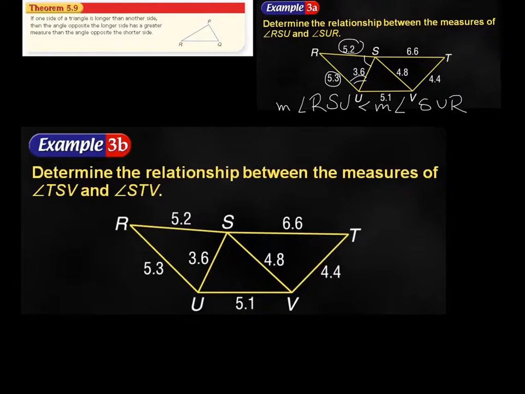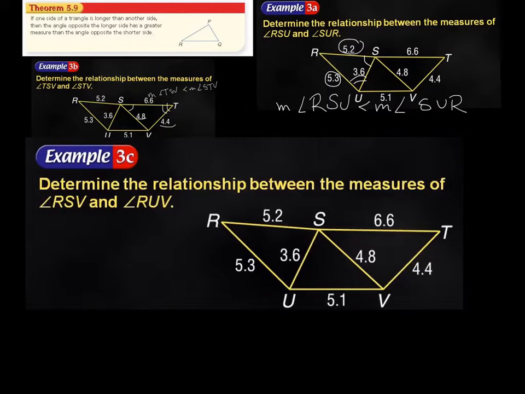Okay, next they ask us to determine the relationship between the measures of angles TSV and STV. So opposite the first angle I have 4.4, opposite the second angle I have 4.8, so the first one is smaller this time. So we have the measure of angle TSV is less than the measure of angle STV.